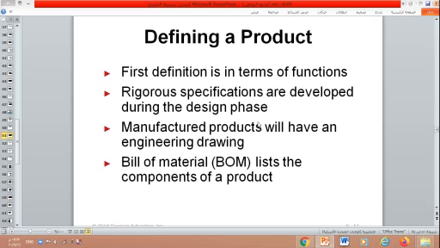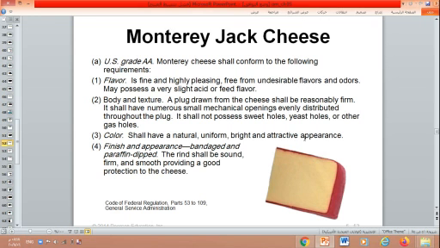So the bill of material is a list that shows me the components of the product, and a description of these components, and the quantity of each required to make one unit of the product. In this slide, we have an example of a product definition for Monterey Jack cheese. The definition consists of the flavor, the body and texture, the color, and the finish and appearance of this cheese.